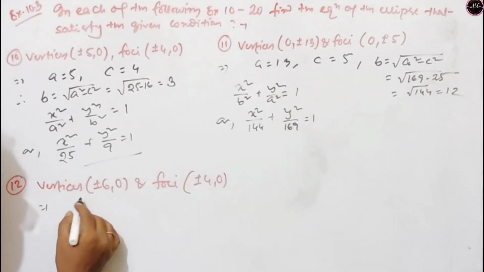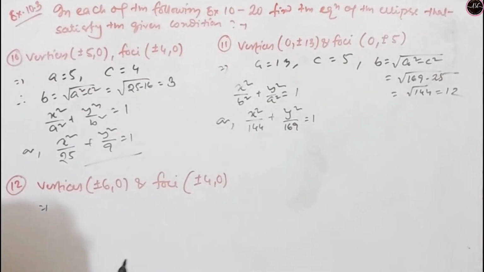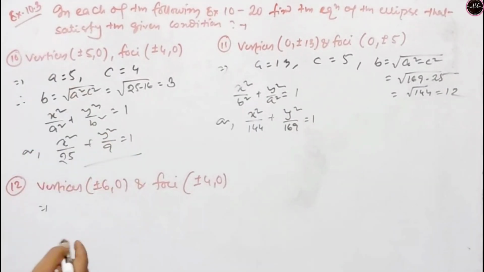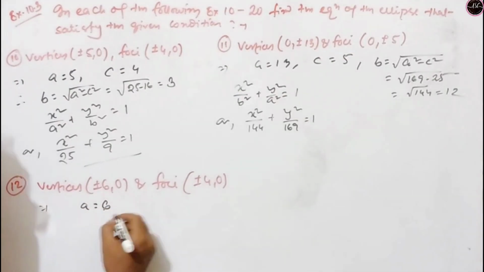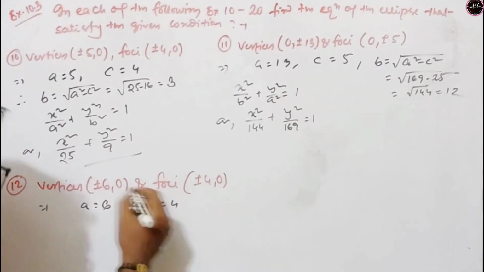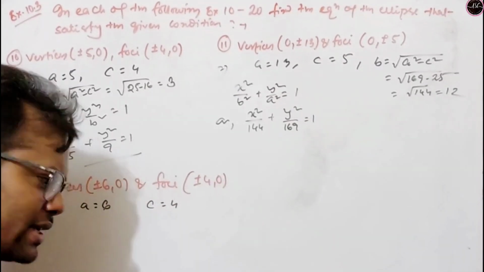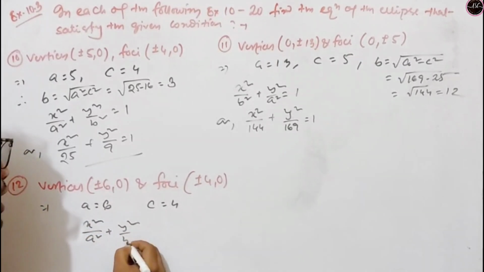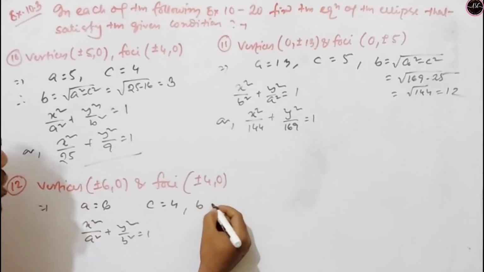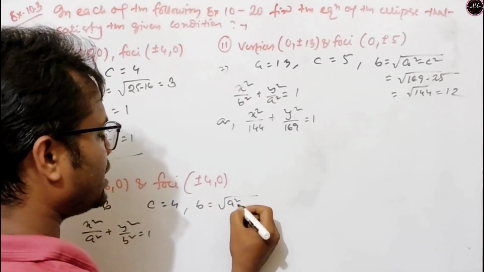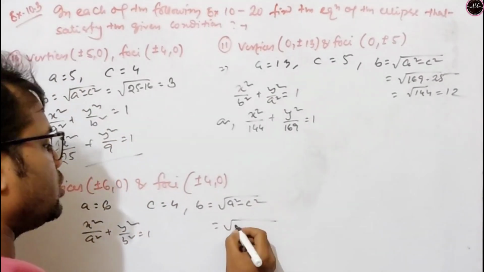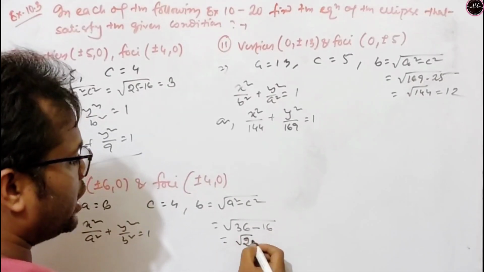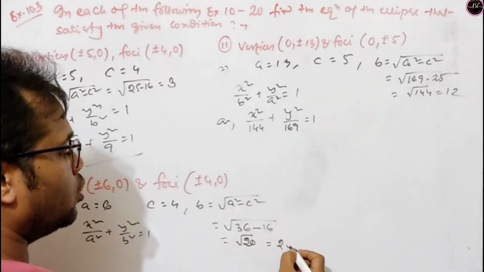Now look at this. This is the vertices plus minus 6 comma 0 and foci plus minus 4 comma 0. So this is a similar type to this. Just here a equal to 6 and c equal to 4. This is on the x axis, so the major axis is the x axis. So the equation is of this type, x square by a square plus y square by b square equal to 1. So from here we can write b equal to root over a square minus c square. So here a square equal to 36 and c square equal to 16, that means root 20. Okay, so 2 root 5.